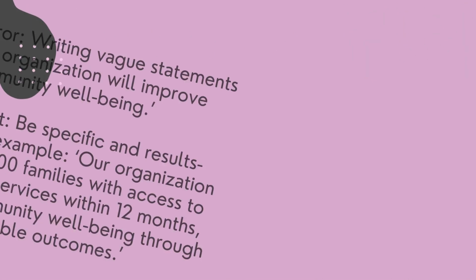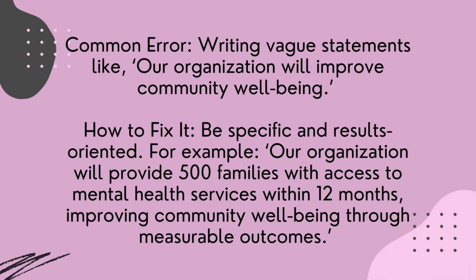Common error: writing vague statements like, "Our organization will improve community well-being." How to fix it: be specific and results-oriented. For example, our organization will provide 500 families with access to mental health services within 12 months, improving community well-being through measurable outcomes.